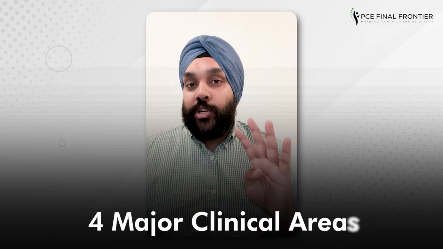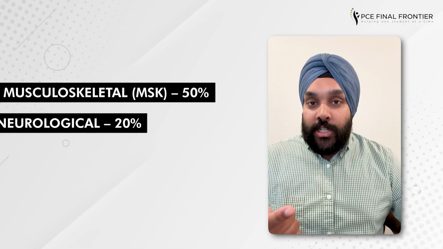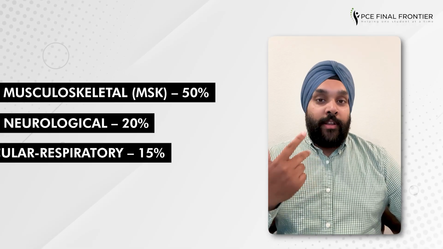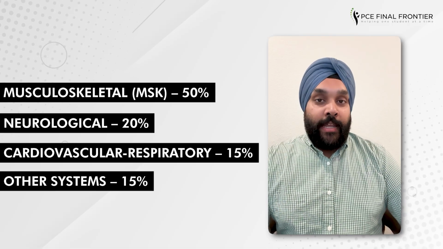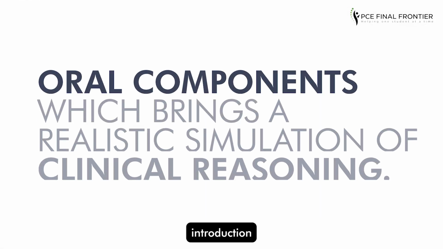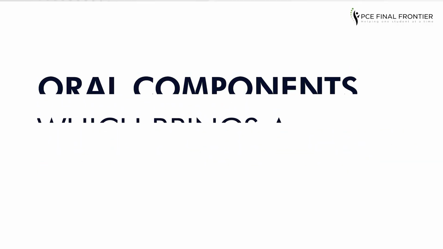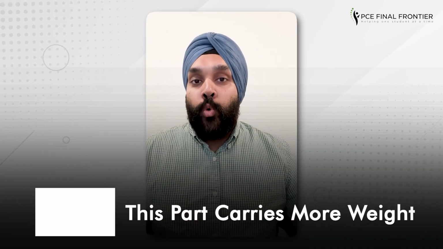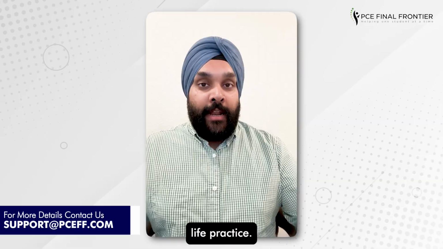The content of the exam is also divided into 4 major clinical areas, just like before. Musculoskeletal, which is about 50% of your exam, neurological, which is about 20% of your exam, cardiorespiratory, which is about 15%, and other systems, which is again 15%. Testing methods. One of the biggest changes is the introduction of the oral component, which brings a realistic simulation of clinical reasoning. Now this part carries more weight, about 60%, and is designed to better reflect what you'll actually do in your real-life practice.